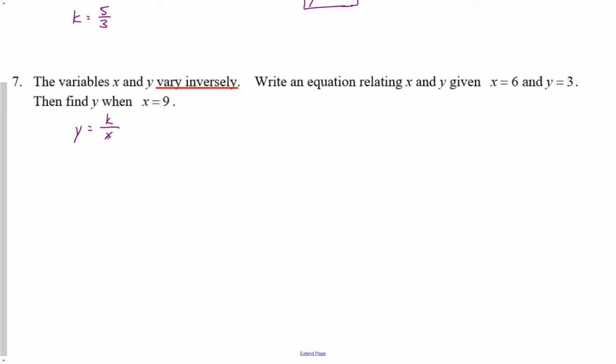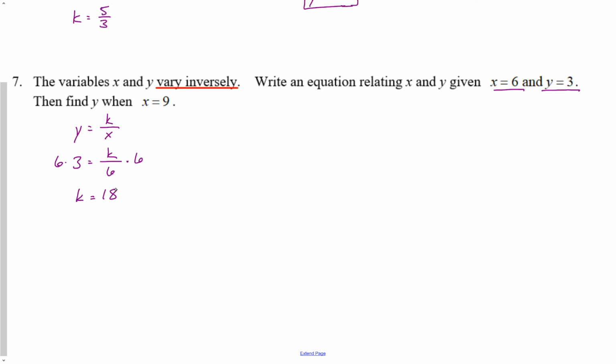And then we take the two values for x and y that were given together, 6 and 3 in this case, and we plug those in for each variable where they belong. So 3 equals k divided by 6. And then we finish solving for that k, so we have our constant of variation. In order to do that, we would be multiplying each side by 6. So our constant of variation is 18 for this problem.